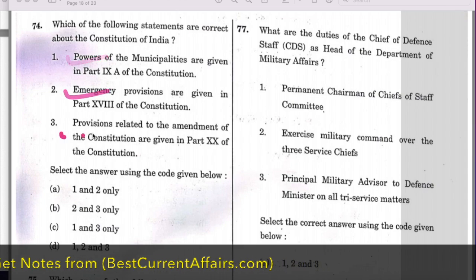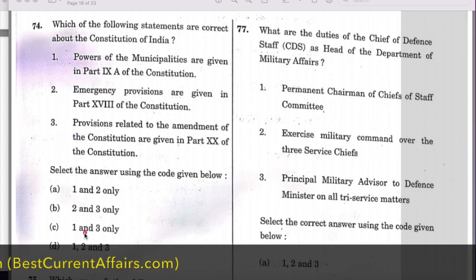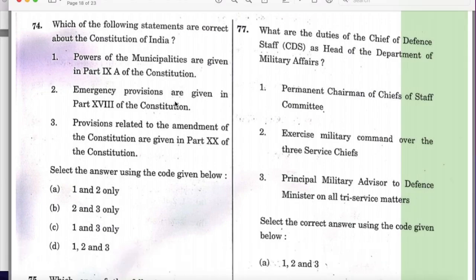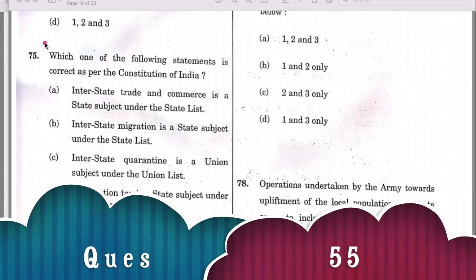1, 2, 3, all these three are correct. D is the answer, and this question is solved from our Indian Polity volume 1 book, page number 20, 21 and 22. Next question.